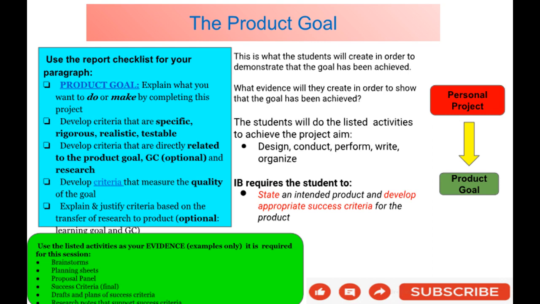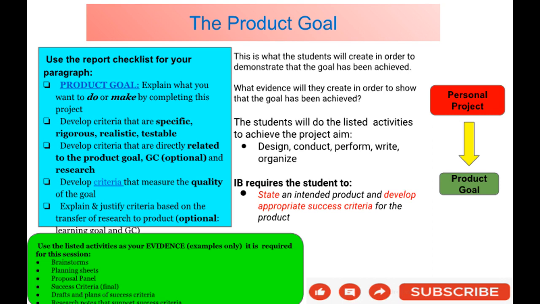IB requires the student to state an intended product and develop appropriate success criteria for the product. Use the report checklist for your paragraph. Product goal: explain what you want to do or make by completing this project. Develop criteria that are specific, rigorous, realistic, and testable. Develop criteria that are directly related to the product goal, GC (optional), and research.